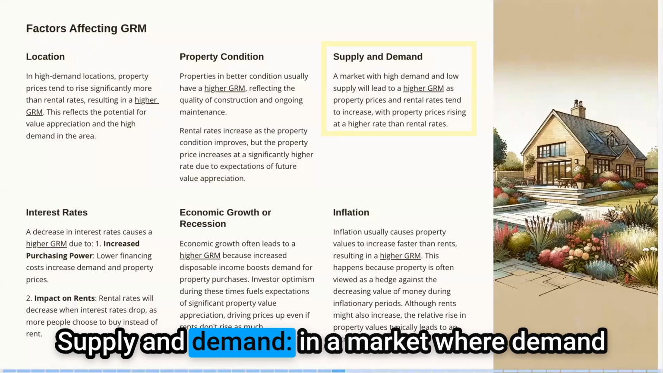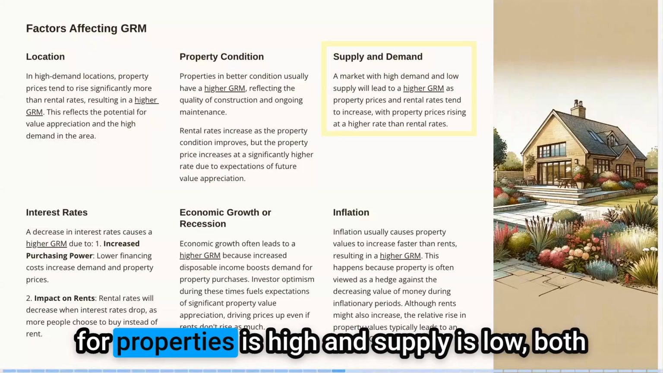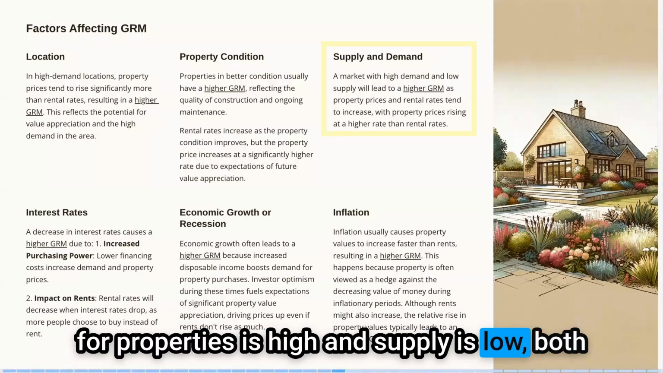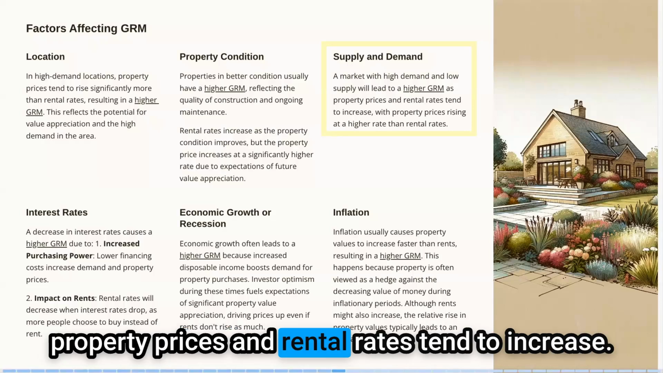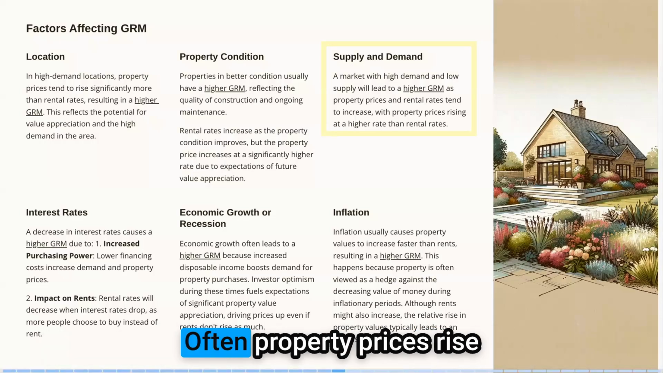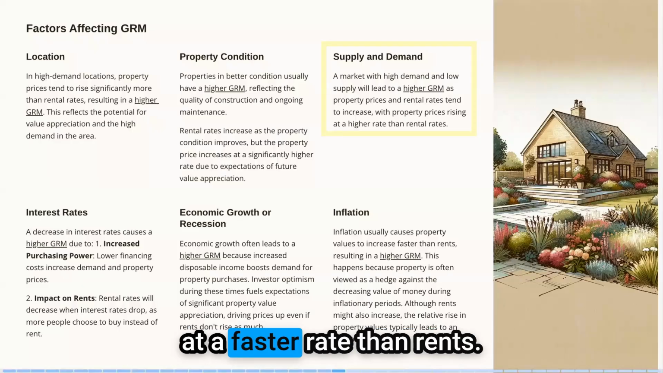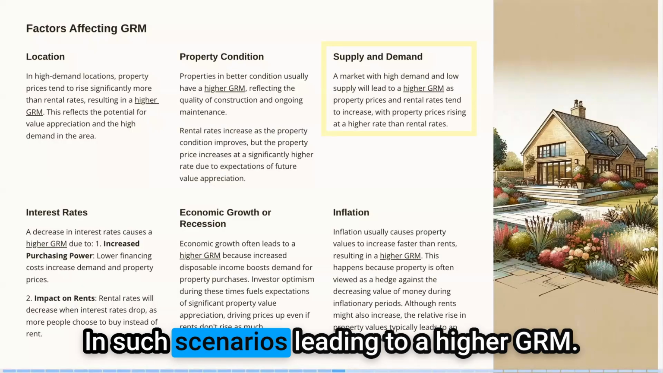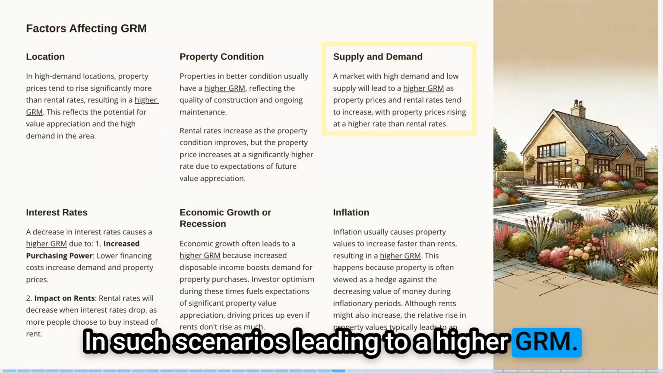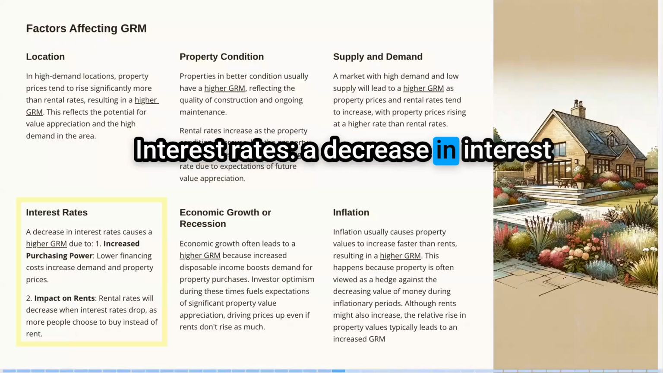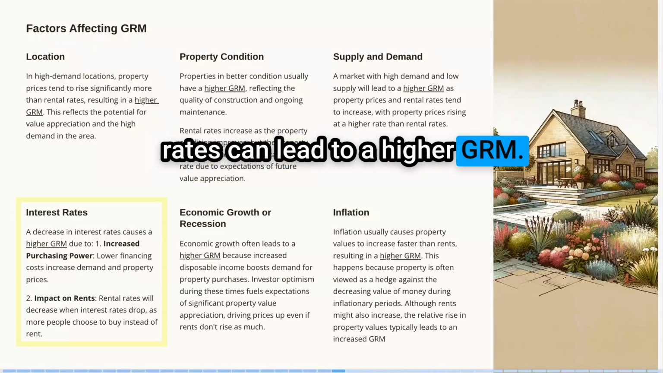Supply and demand. In a market where demand for properties is high and supply is low, both property prices and rental rates tend to increase. Often, property prices rise at a faster rate than rents in such scenarios, leading to a higher GRM. Interest rates. A decrease in interest rates can lead to a higher GRM.